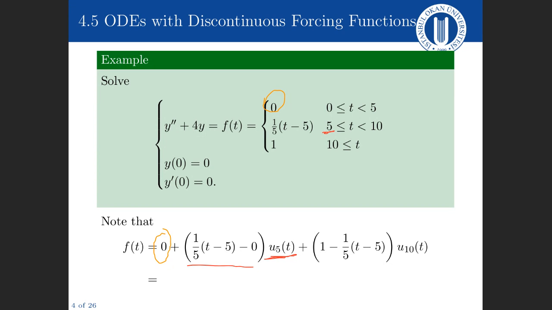And then we have another change happening at 10. So we're going to have something times u10, and the something is function on the right, which is 1, minus function on the left, 1 over 5 (t minus 5). And we can simplify this like this.